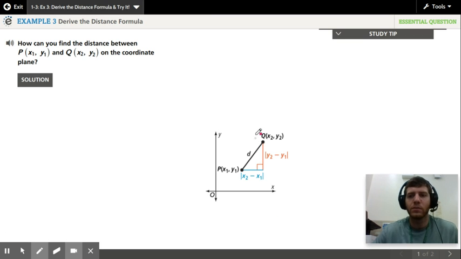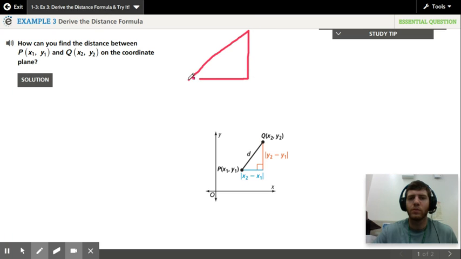Example 3 wants us to derive the distance formula. So one thing we need to do to be able to do that is remember the Pythagorean theorem. If we remember, when we have a right triangle, the two sides that are adjacent or next to the right angle are your legs. So A and B would be legs. And then the side across from the right angle is your hypotenuse, which we called C.